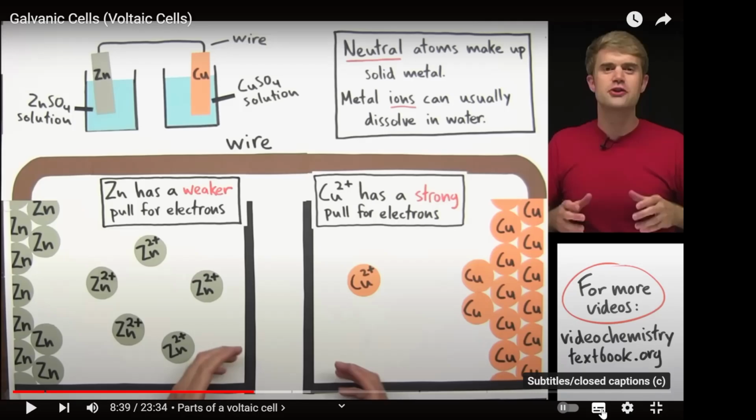I'll give you a hint. It's either oxidation or reduction. Which one is it? Zinc is turning into zinc 2+, and it's sending its 2 electrons over to the copper.